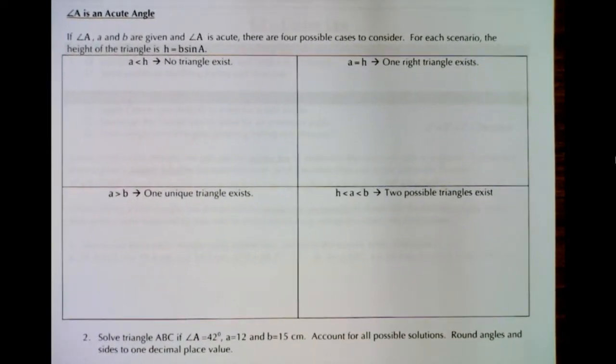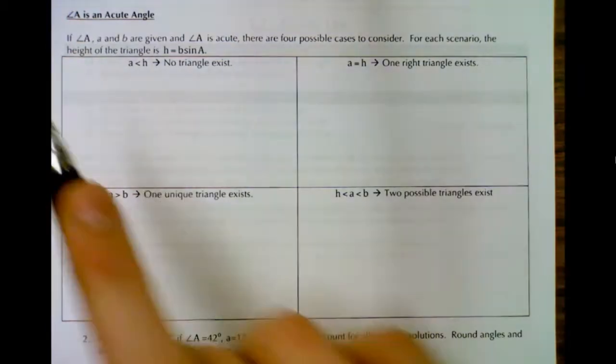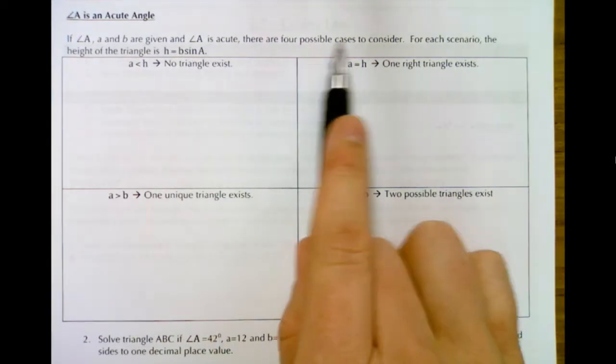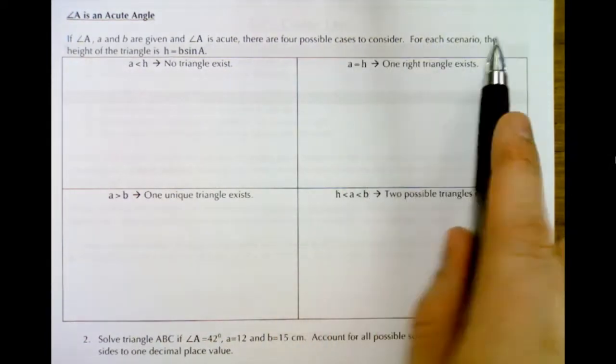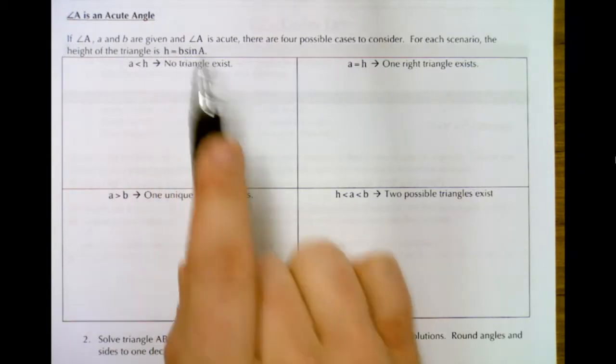Now, if angle A that you're given is an acute angle, there are 4 different scenarios. So let's look at the first one. Actually, I'll set it up first. If angle A, side A, and B are given, and angle A is acute, there are 4 possible cases to consider. For each scenario, the height of the triangle can be defined as height equals B sine A, and I'll show you why in a second.